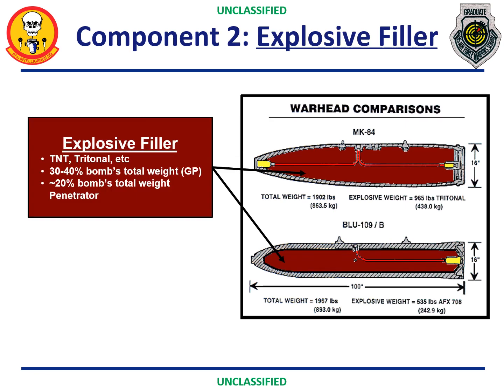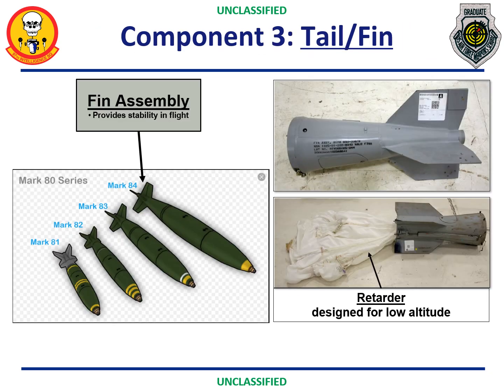The second component is explosive filler, and that can be TNT, trinitrotoluene, or some other sort of explosive material. And this makes up about 30 to 40% of a general purpose bomb's weight, and then about 20% of a penetrator's total weight. The third component is the tail.